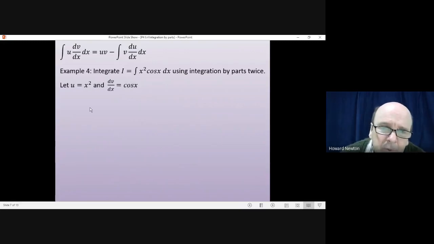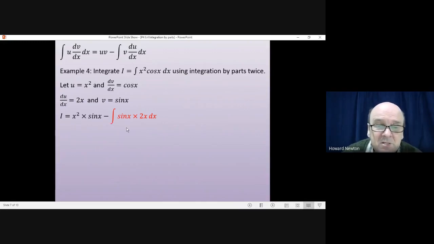So it starts off as normal. We're going to let u equal x squared. We're going to let dv by dx equal cos x. Differentiating u gives me 2x. Integrating that gives me v equals sine x. Substituting those into the formula gives me x squared times by sine x minus the integral of sine x times by 2x. Now the problem this time is what we have here is still something we can't just automatically integrate. But we can integrate this by parts.